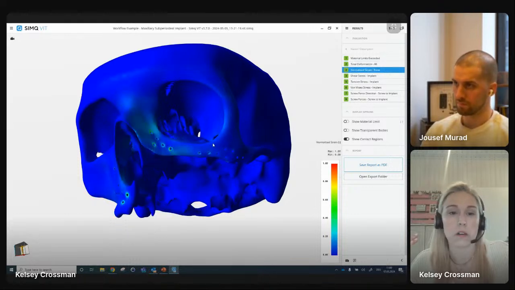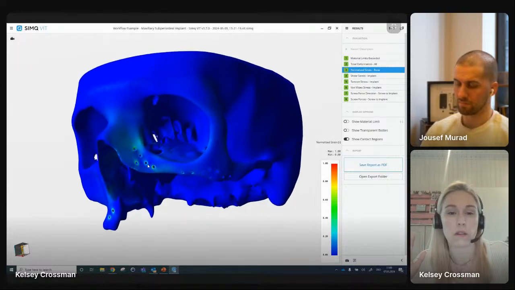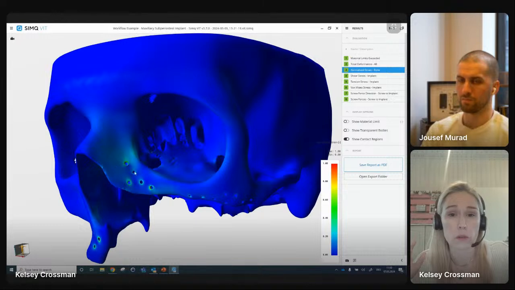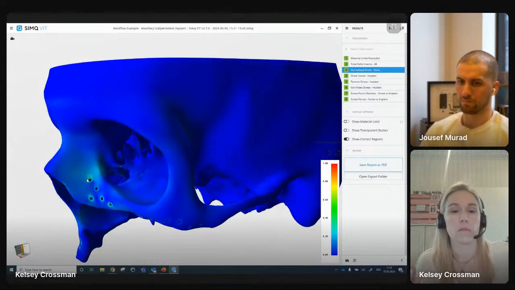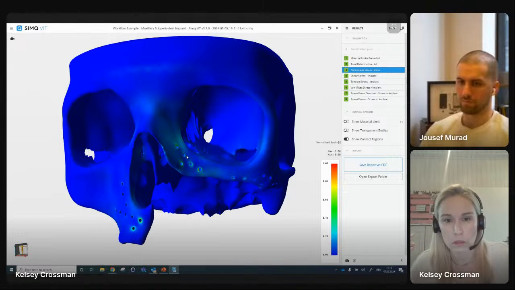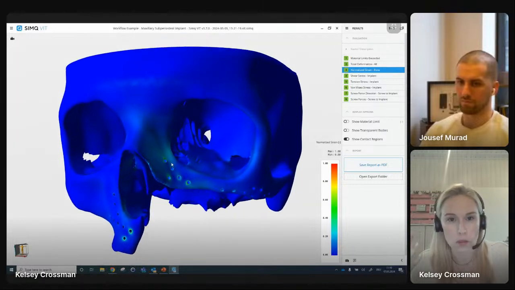Here this will also show the normalized strain of the bone, so you can see the strain that's put on the bone around the screw holes. When the person chews a normal bite, you can see that the bone is also not taking in an excessive amount of force.